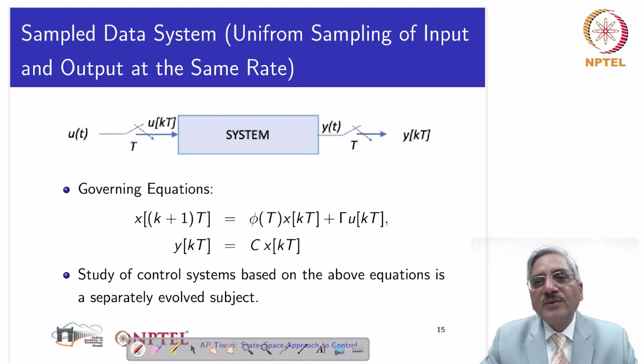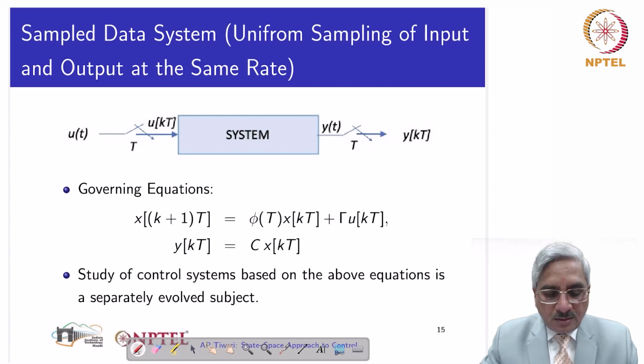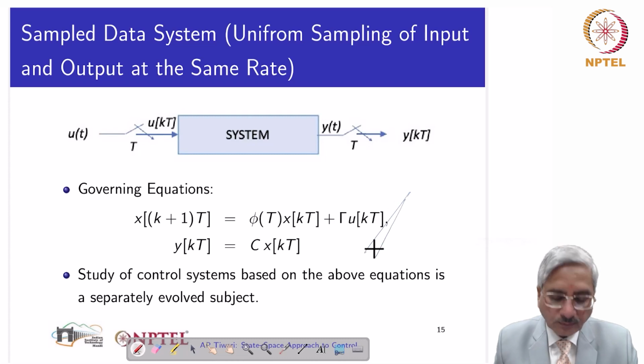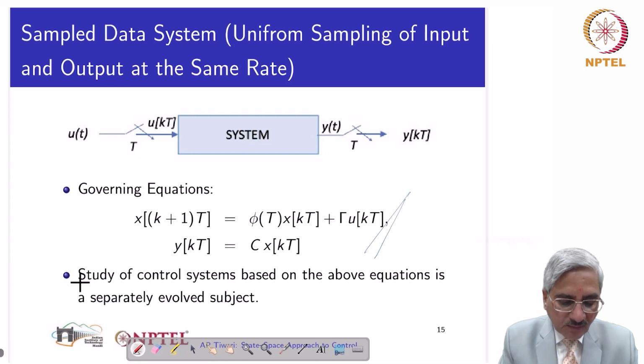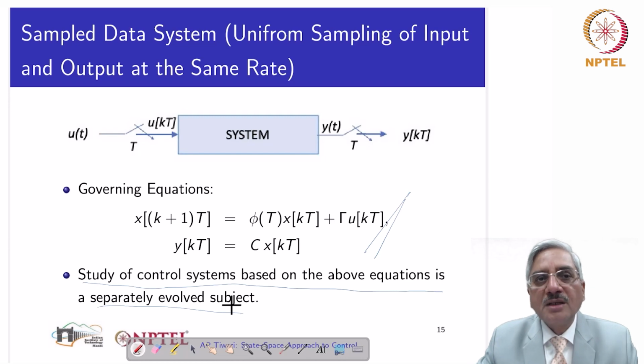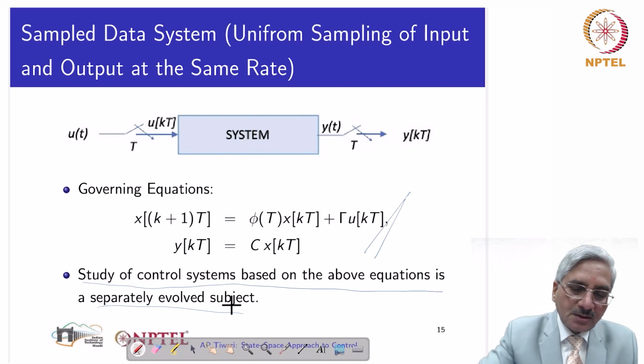So with that, we derived the system equations for a continuous time system sampled at the rate 1 by t uniformly for both the input and output. Okay, and this is this. And of course, we are going to use this result, but control systems study based on these equations is a very well evolved subject called digital control systems or discrete data control systems.